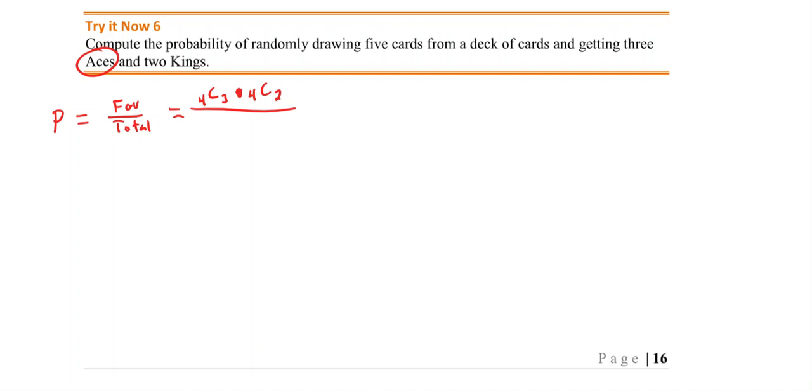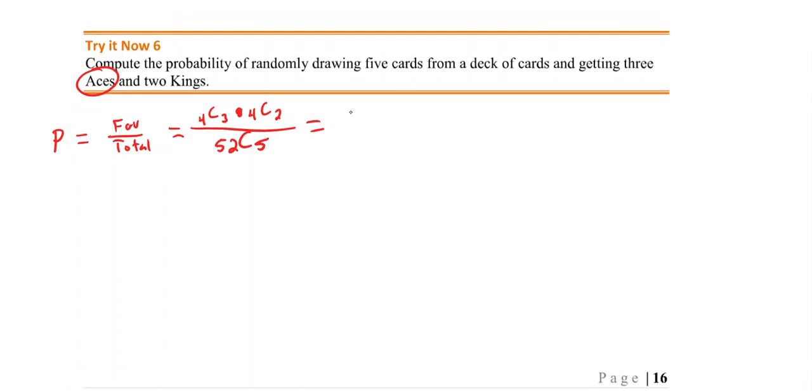Okay, so that's my favorable. And now the total is just a 5-card hand, like any 5-card hand, right? So that's just going to be, of all the 52 cards in the deck, we are going to choose 5 of them. And that's it.